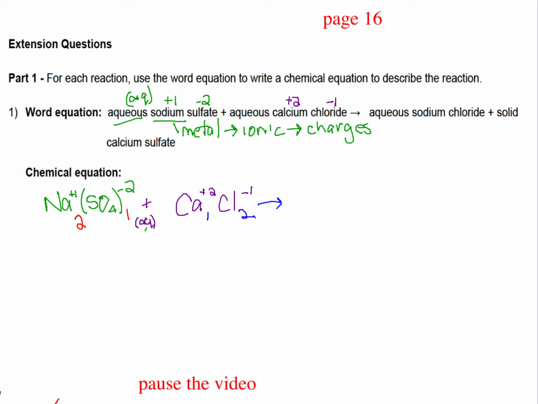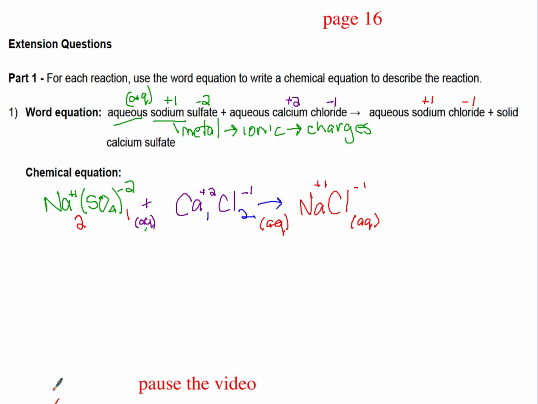Aqueous sodium chloride. Again, sodium is a plus 1, minus 1. So this is going to be super simple. This again is aqueous. So there's 2 substances that are dissolved in water. Aqueous sodium chloride is just going to be NaCl, plus 1 minus 1. So those will cancel each other out. And this is aqueous.